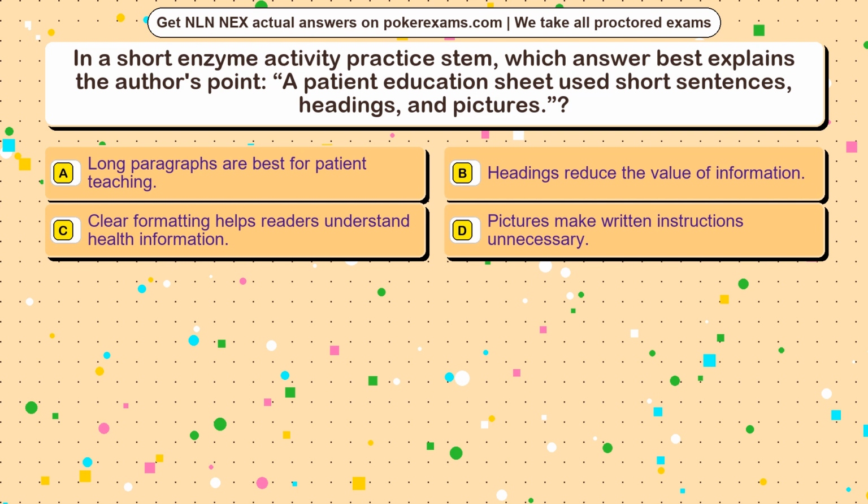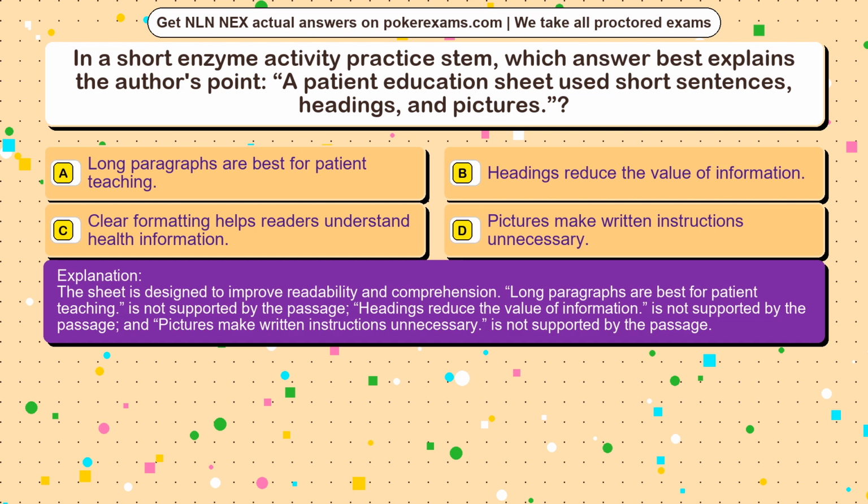The correct answer is option. The sheet is designed to improve readability and comprehension. Long paragraphs are best for patient teaching, is not supported by the passage. Headings reduce the value of information, is not supported by the passage, and pictures make written instructions unnecessary, is not supported by the passage.